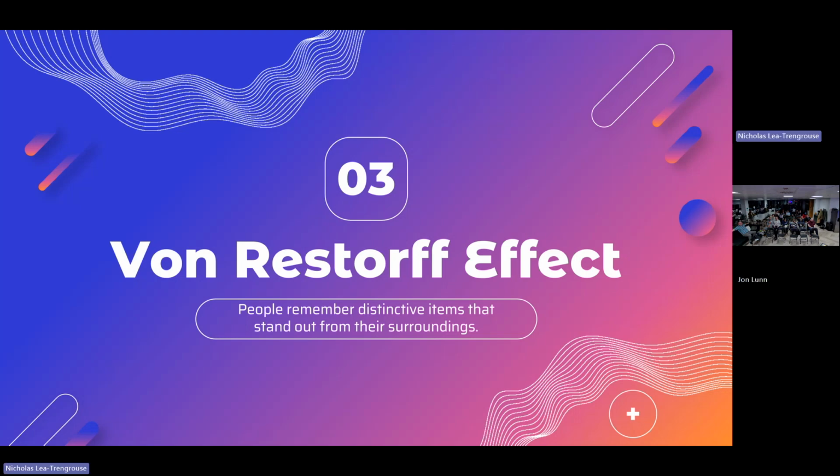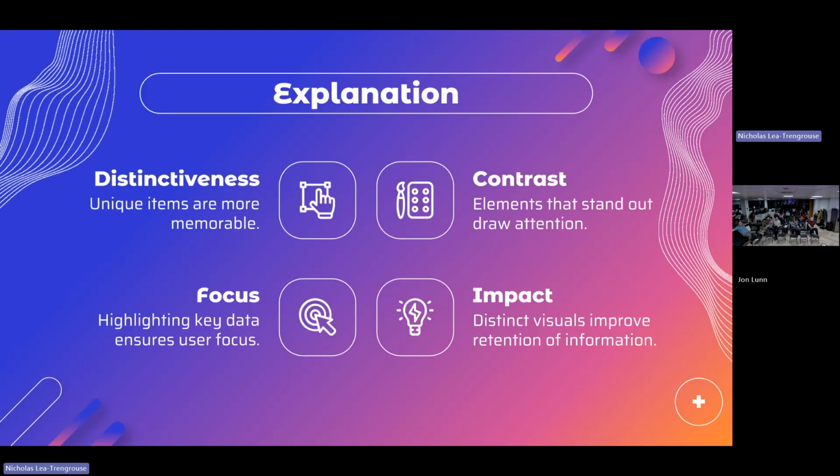Okay, cool. So the next one is called the von Restorff effect. So this is where people will remember distinctive items that stand out from their surroundings. So an explanation of that then is, when multiple similar items are present, the one that differs is more likely to be remembered. So thinking about distinctiveness, so unique elements are more rememberable.